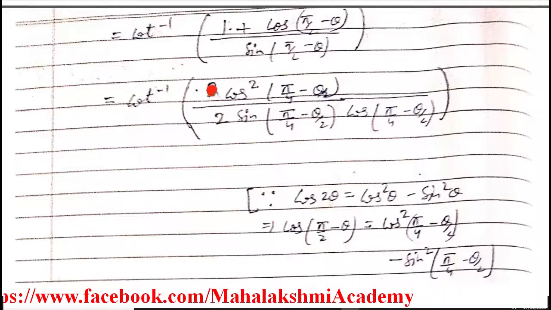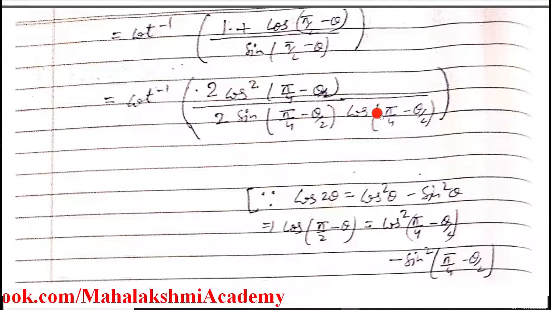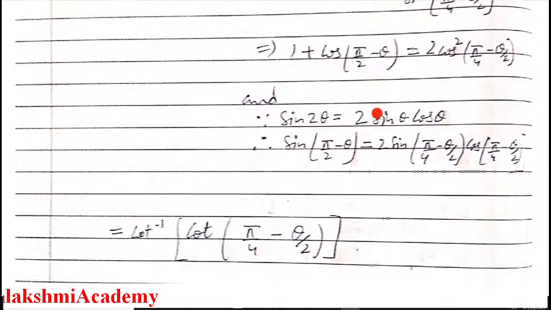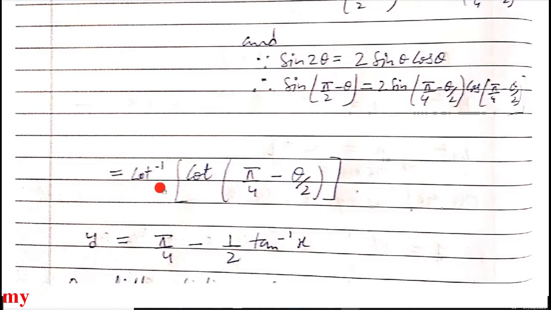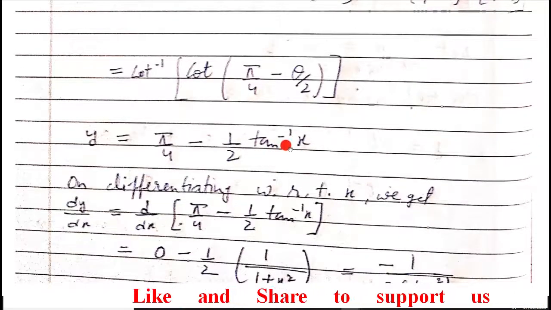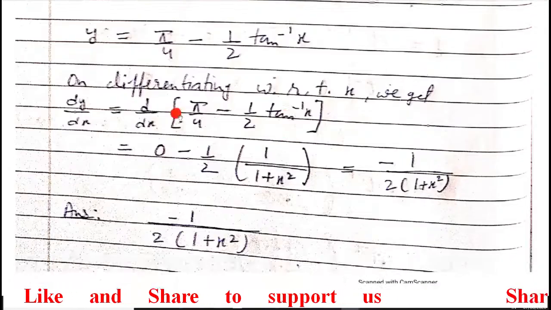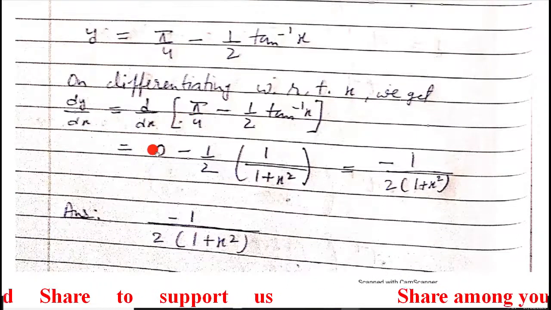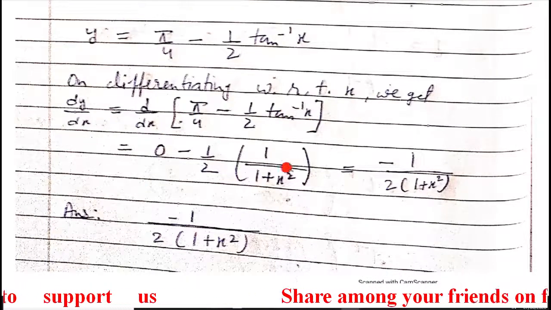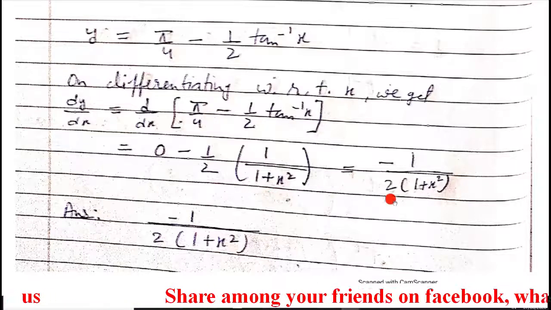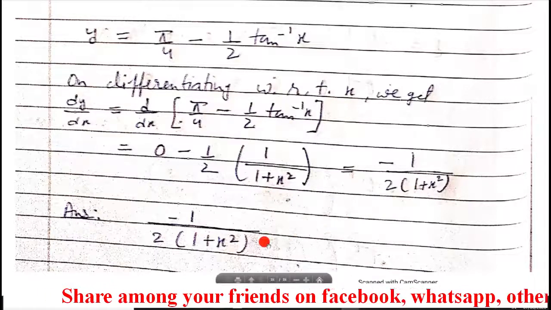Now this 2 and 2 will cancel each other. This cos and cos will cancel each other. So cos upon sin is cot. Now cot and cot will cancel. Now we are left with pi upon 4 minus theta upon 2. Now theta will be replaced, that is tan inverse x. Now we differentiate it. It's a constant, so its differentiation is 0, and tan inverse x differentiation is 1 upon 1 plus x square. That's the answer.